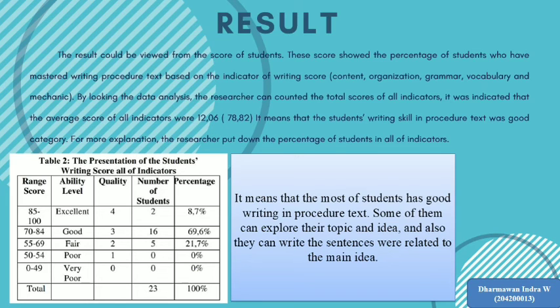For more explanation, the researcher put down the percentage of students in all of the indicators. It means that most of the students have good writing in procedure text. Some of them can explore their topic and ideas, and also they can write sentences related to the main idea.